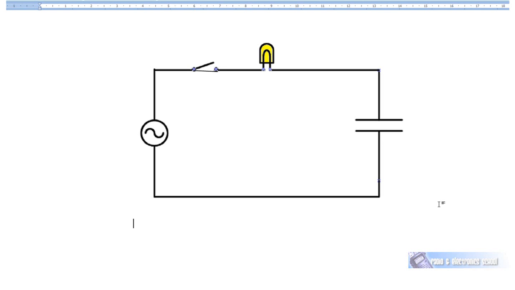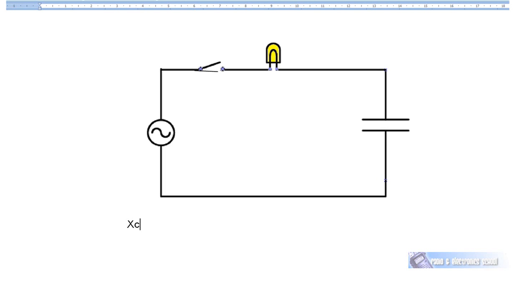The property of a capacitor to oppose current flow or oppose changes of current flow is called capacitive reactance, and the symbol for that is XC.